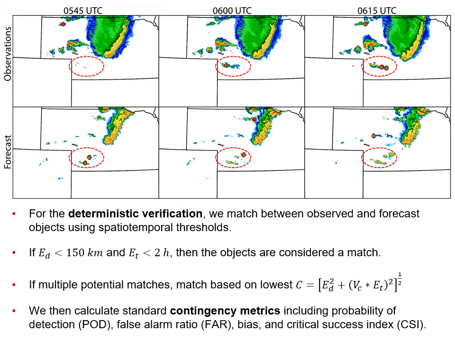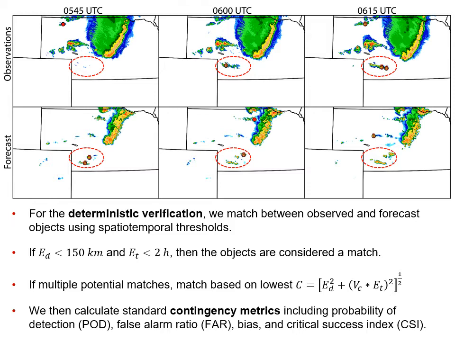So here's an example of the output from the object-based detection for observations on top and forecast data on the bottom. Each dot overlaid on this slide represents a CI object. So we can see that for the observations and the forecasts, we're doing a pretty good job at detecting the new cells developing along this CI event that forms along an outflow boundary.